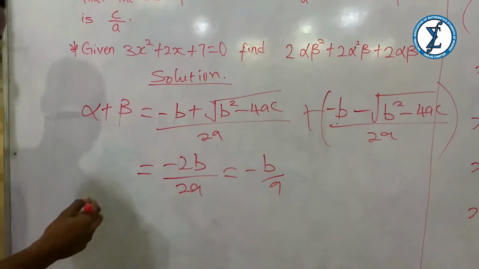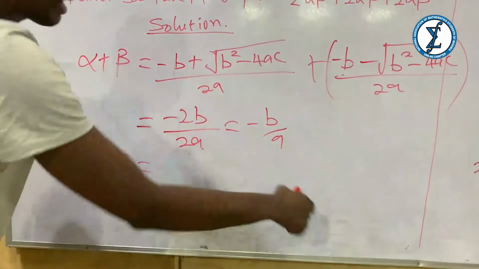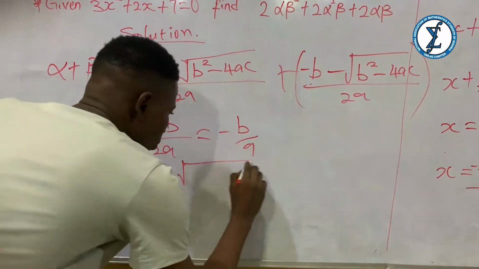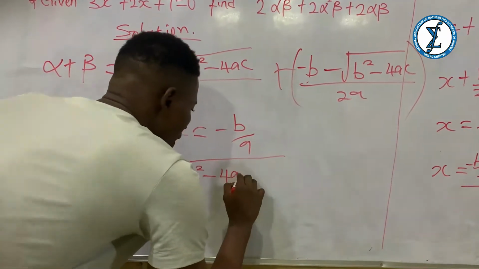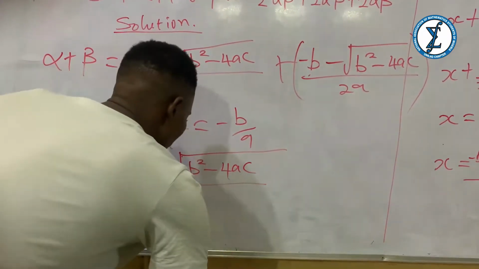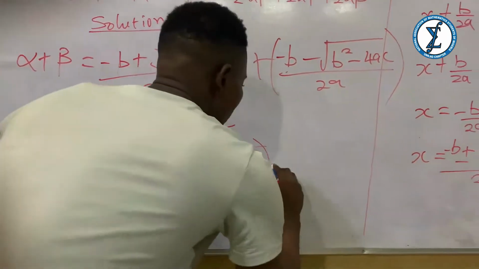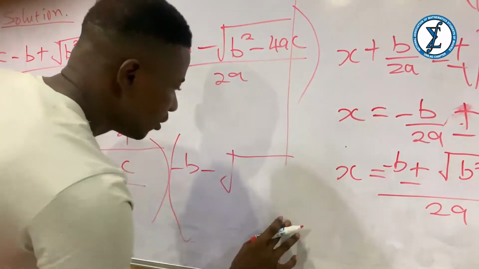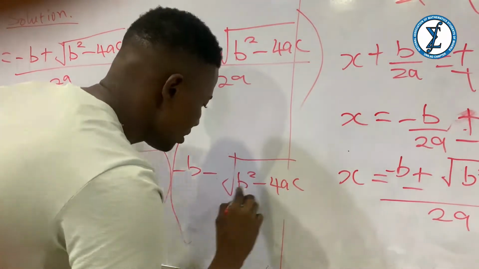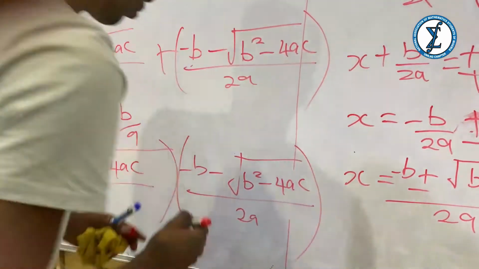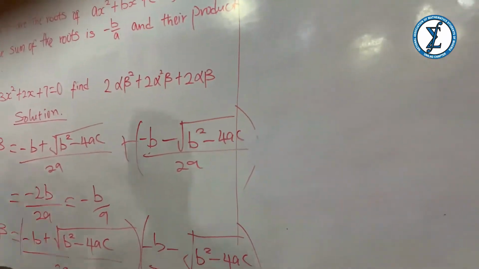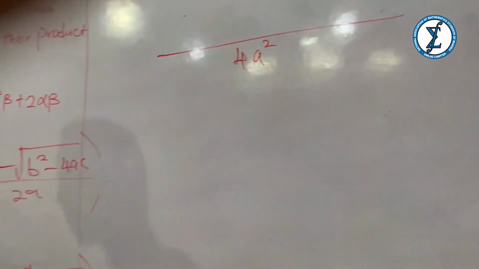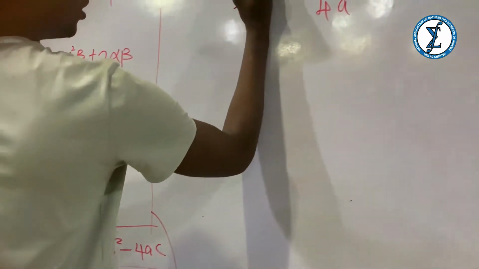So for the second one, it says alpha beta. So I'm multiplying the roots I got here now, which is what? Minus b plus the square root of b squared minus 4ac all over 2a, times minus b minus the square root of b squared minus 4ac all over 2a. So if I multiply this, I'll get what? If I multiply the denominators, I'll get 4a squared. If I multiply this, I'll get b squared.